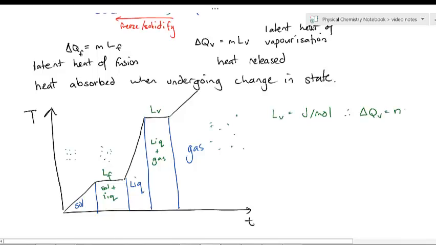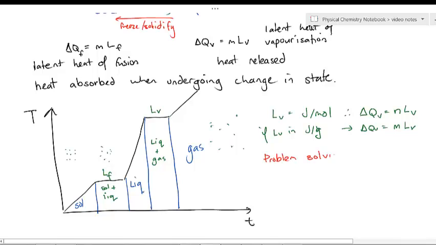The latent heat of vaporization can be in joules per mole or joules per gram. If we do it in joules per mole, then we use the formula delta Q is equal to n, the number of moles, times the latent heat of vaporization. Otherwise, delta Q is the mass times the latent heat of vaporization. Which one you use depends on which one you're given in your table or in your question.